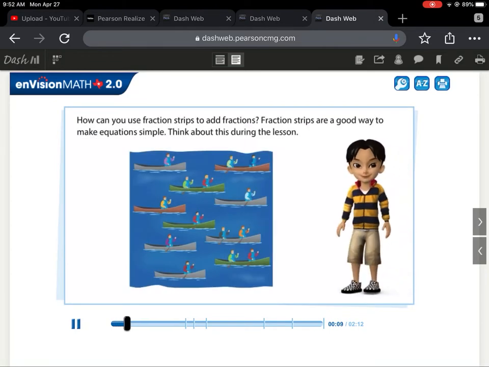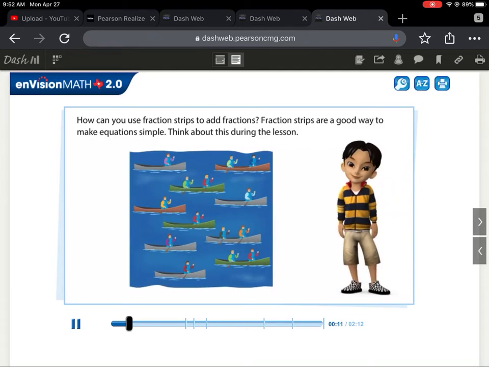How can you use fraction strips to add fractions? Fraction strips are a good way to make equations simple. Think about this during the lesson. 10 canoeing teams are racing down river. 5 teams have silver canoes.